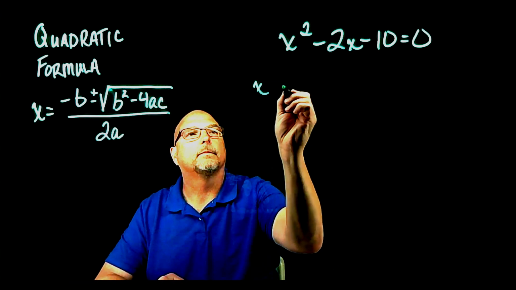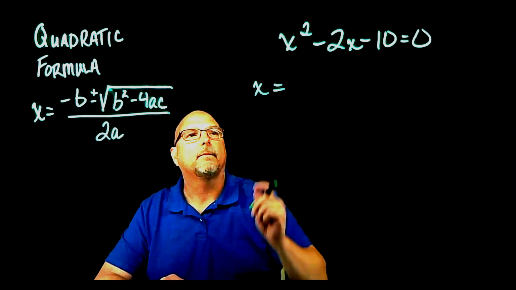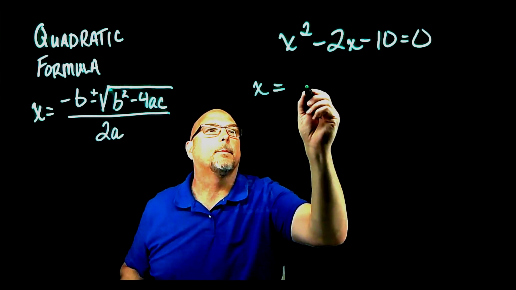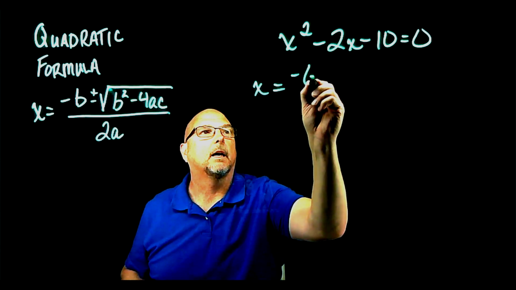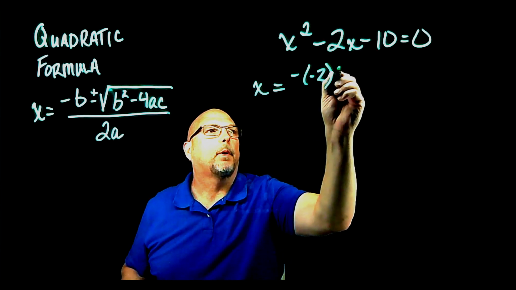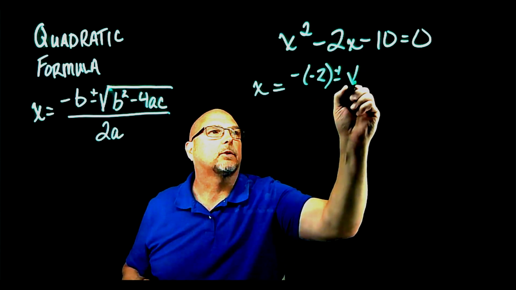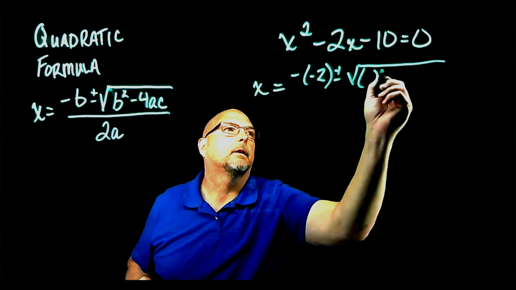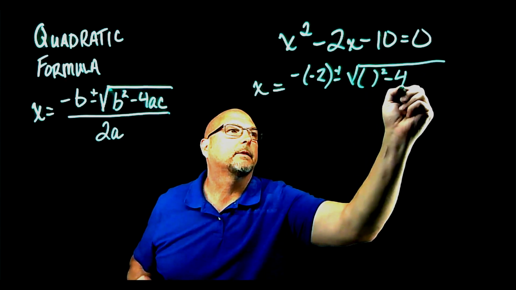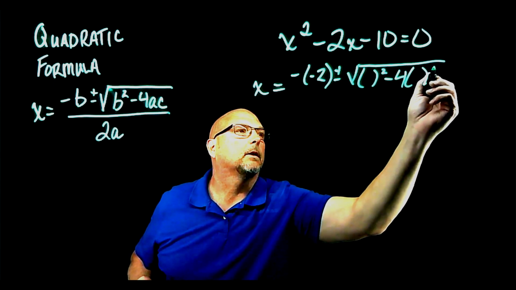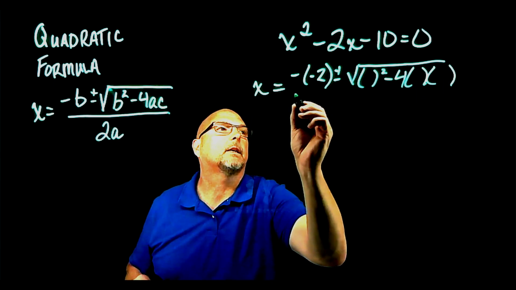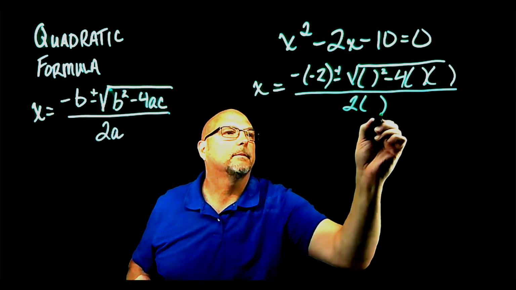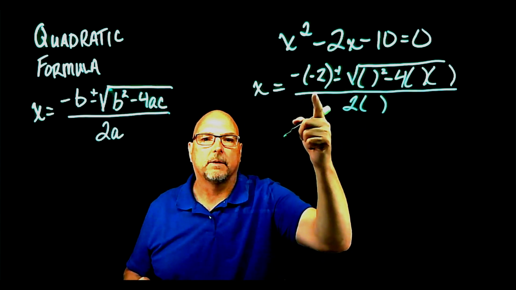Naturally, I would have the opposite of b, which is this number here. So the opposite of b plus or minus the square root of b squared. I'll write in all my parentheses like a good little student here. Minus 4ac, all over 2a.